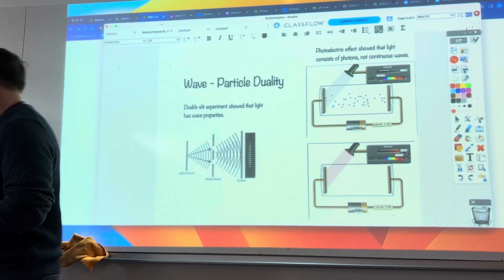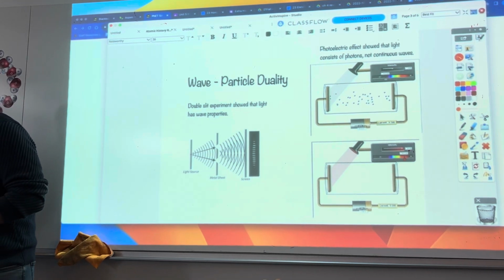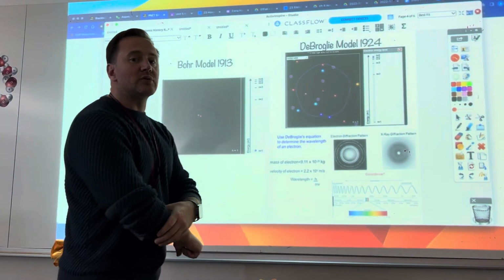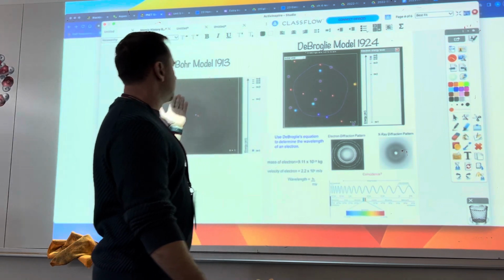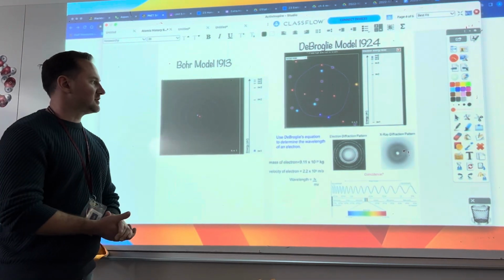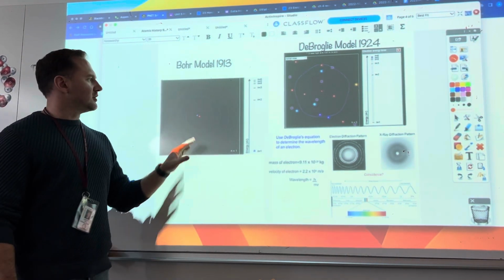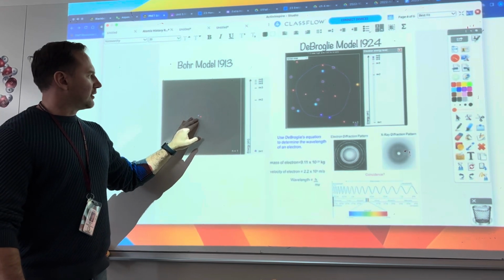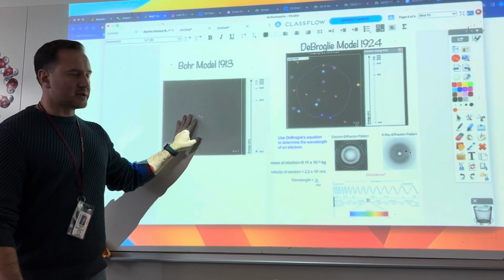So we can use the properties of light to take a deeper look into the structure of the atom. And that's what Niels Bohr did in coming up with his model of the atom in 1913. And I'm going to go to a simulation to show you in a little bit better of a fashion how this actually works.